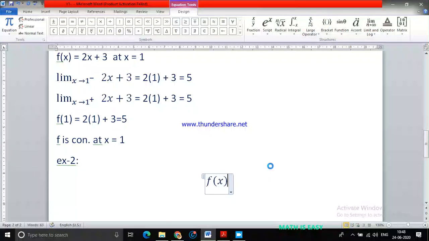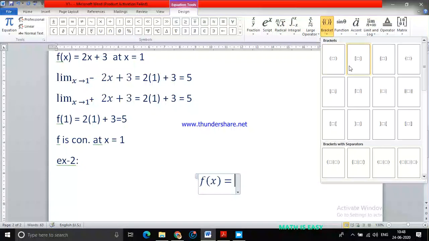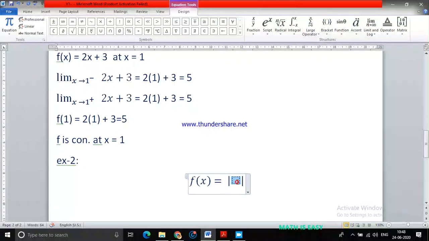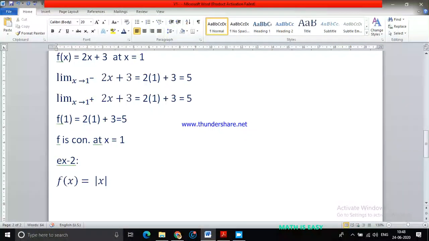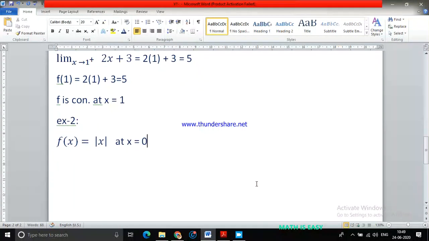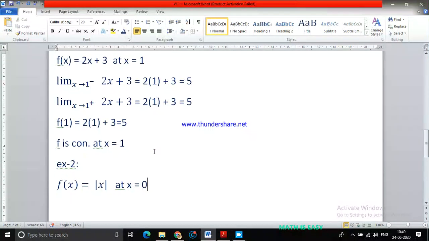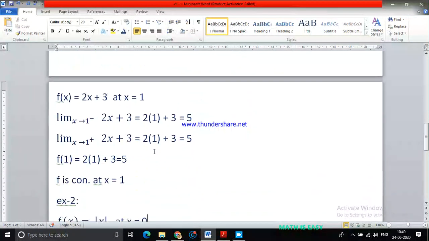f of x is equal to mod x. So the function is given and you have to check the continuity at x equals 0. Where you have to check the continuity will be given in the question: check the continuity at x equals 0, or check the continuity at x equals 1. That will be mentioned in the question. You just have to check it.